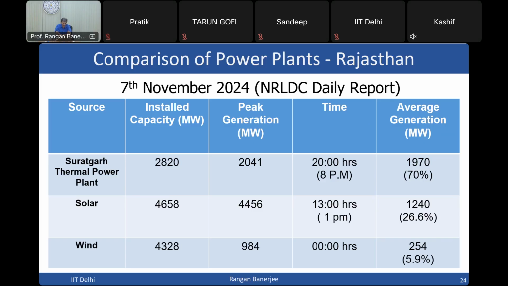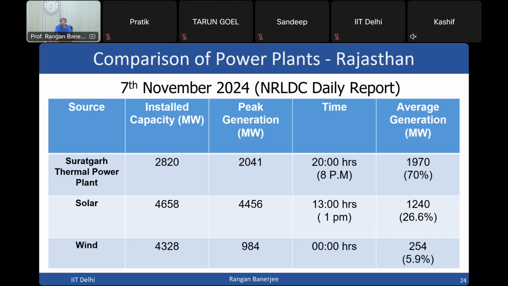in the night. On solar, on the other hand, the installed capacity is 4,658 megawatts, peak generation 4,456 megawatts at 1 o'clock in the afternoon. The average generation is 1,240 megawatts. Interestingly, wind of the same capacity, but peak generation only 984 megawatts, and it's at midnight where you get 254. The average generation is only 254 megawatts.